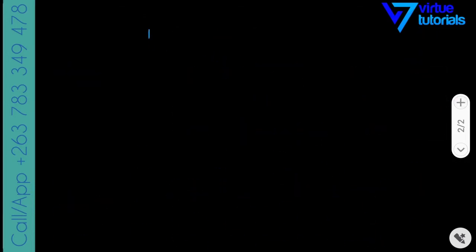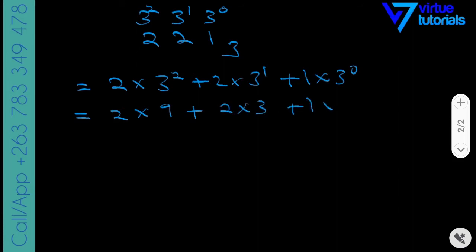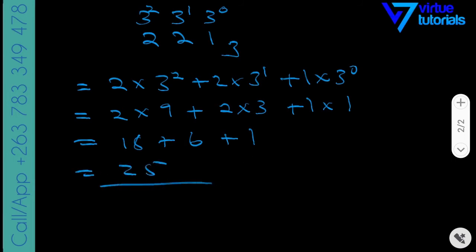So what do we do? The first thing we do, we change our number to base 10. And we know that we put 3's, and then give the 3's some powers. This will result in 2 times 3 to the power 2, plus 2 times 3 to the power 1, plus 1 times 3 to the power 0. So this will give you 2 times 9 plus 2 times 3 plus 1 times 1, which is 18 plus 6 plus 1. So this is going to give you 25. That's our number in base 10.